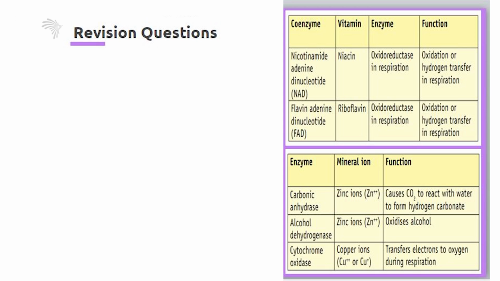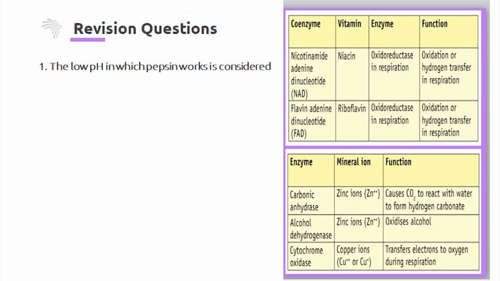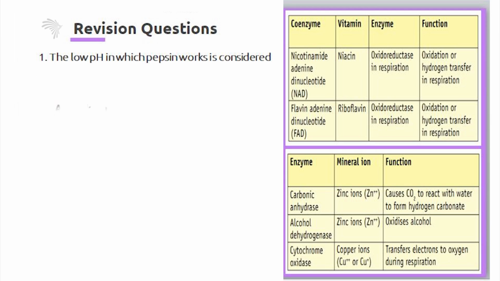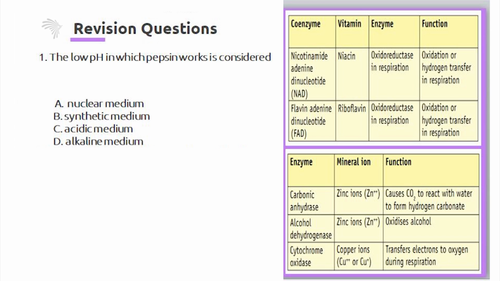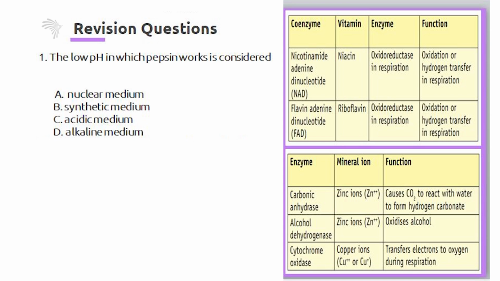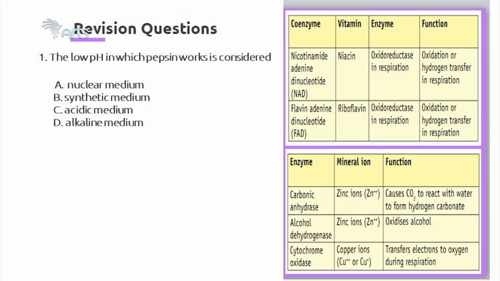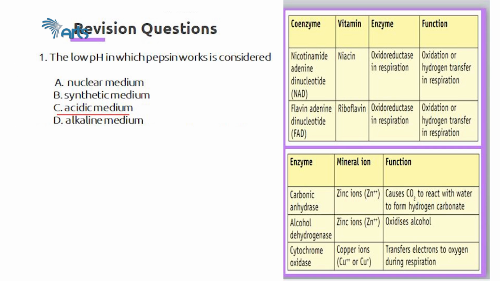Pay attention. Number 1. The low pH in which pepsin works is considered as: A, nuclear medium; B, synthetic medium; C, acidic medium; D, alkaline medium. If your answer is C, correct. C, acidic medium.